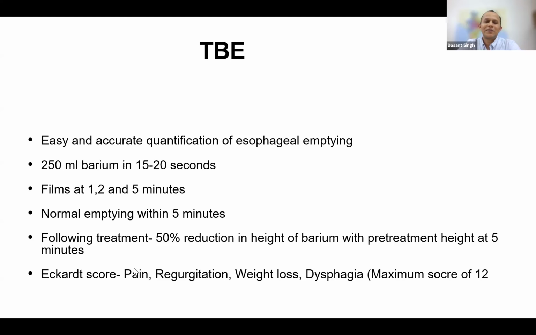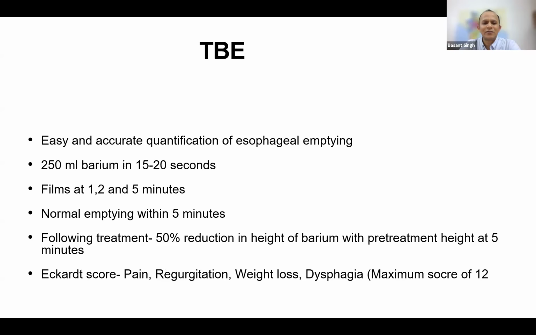Okay, so you may say that patient may have pain, may not have pain. It's very difficult to quantify pain, difficult to quantify regurgitation. Weight loss you can quantify. Dysphagia is also a kind of subjective thing. Okay, so maximum score is 12, and for a good myotomy, your ACAT score should be less than 3 after the myotomy. Correct. So this is also there.